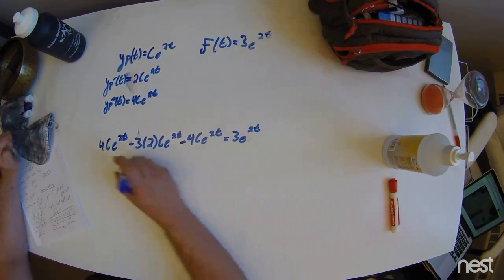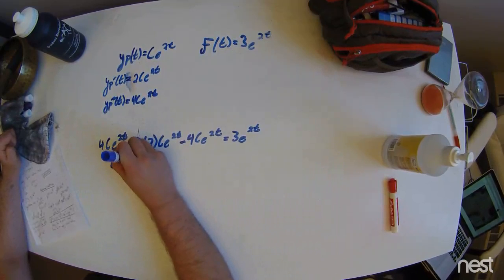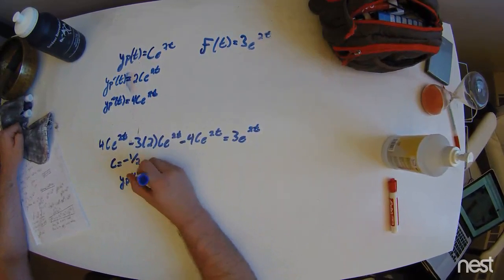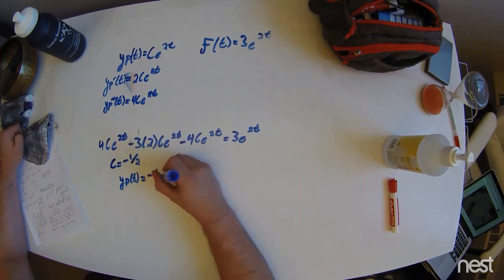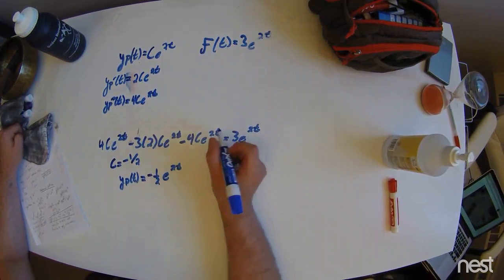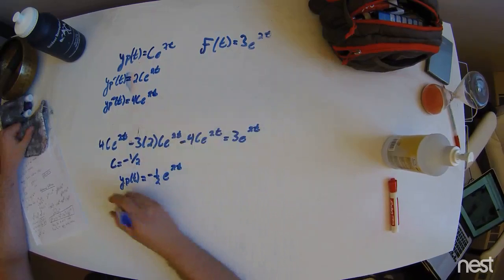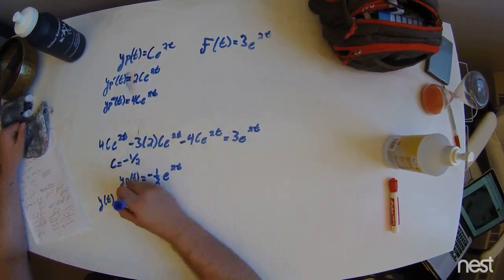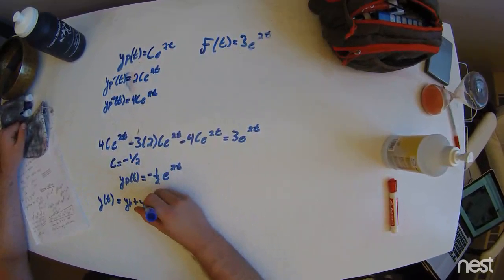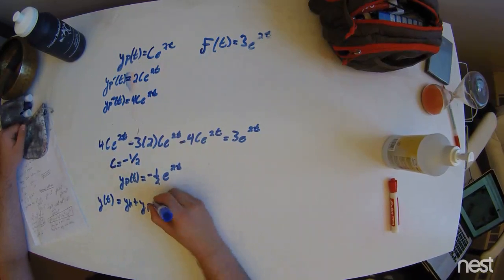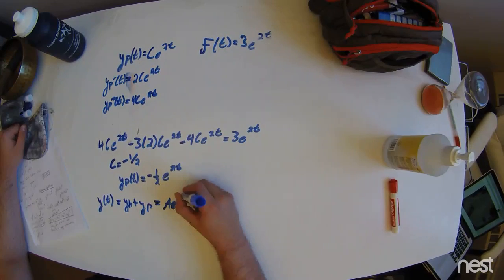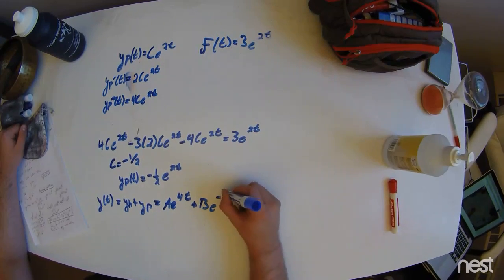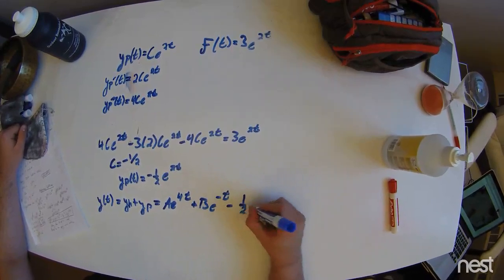Now, through some algebra, c equals negative 1/2. And therefore, y particular of t equals minus 1/2 e to the 2t. So now, we can say directly what y of t is, which is yh plus yp, y homogeneous plus y particular, which equals a e to the 4t plus b e to the minus t, minus 1/2 e to the 2t.